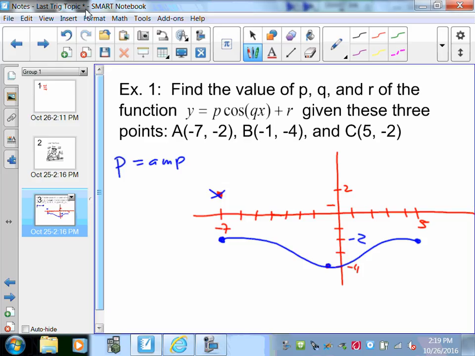So to find the amplitude, it's the high number, -2, plus the low number, -4, and divide by 2. Split it in half. What's the amp? It's 3. Well, is it 3? No. Did I mess up? Yeah, so subtract. High minus low divided by 2.